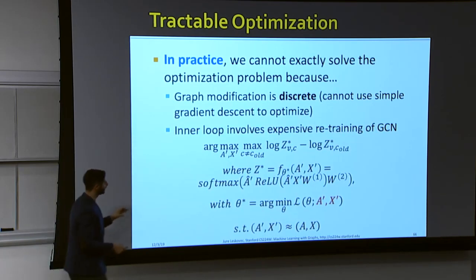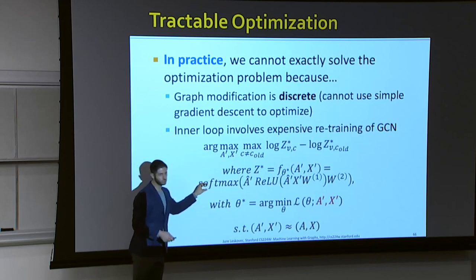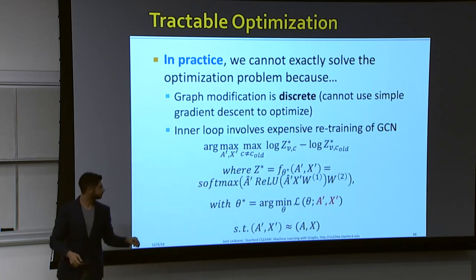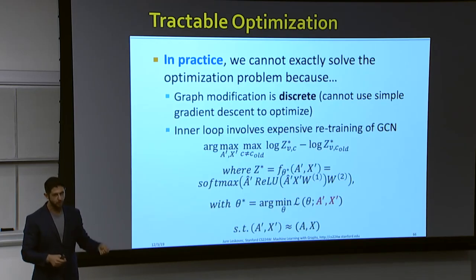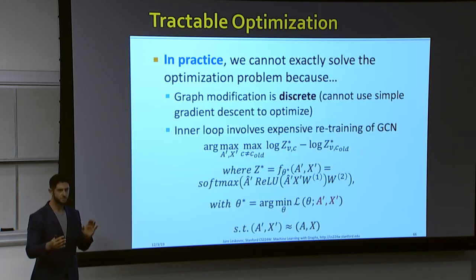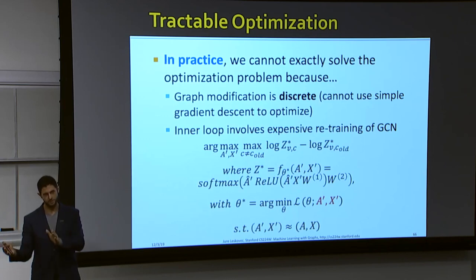So the only shortcut that we can take here is, instead of trying to retrain at each single step, we can come up with a new configuration of the adjacency matrix and a new set of features, and then say, okay, we have reasons to believe that this will give us a misclassification, and then we retrain in that case.